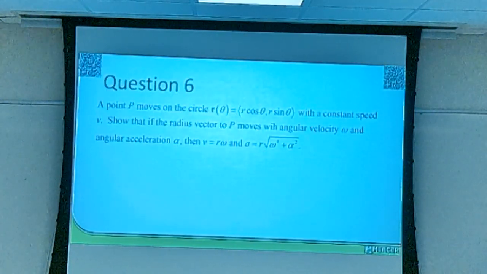And then this one's fun. A point is moving along the circle given by r cosine theta, r sine theta with a constant speed v. Show that if the radius vector to p moves with angular velocity omega and angular acceleration alpha, speed is radius times omega, and the magnitude of acceleration is the radius times the square root of omega to the fourth plus alpha squared.